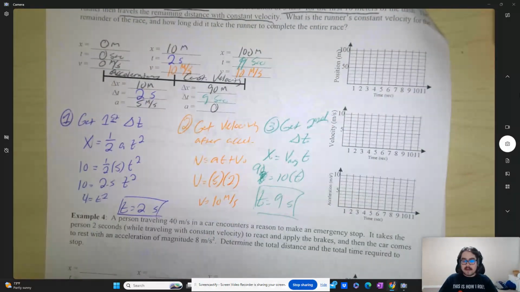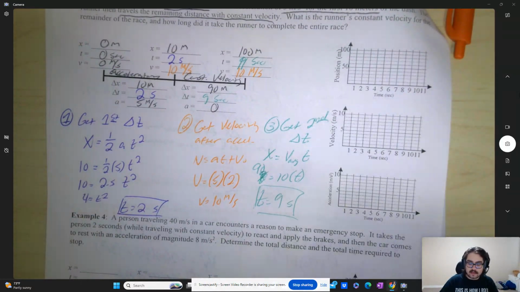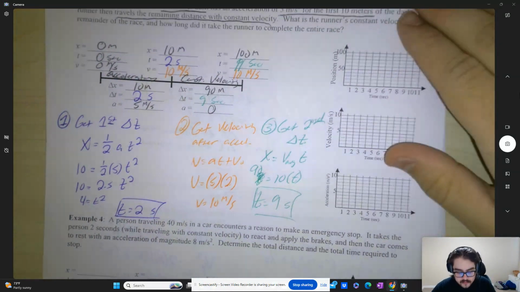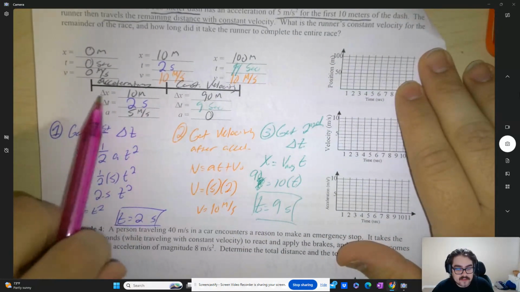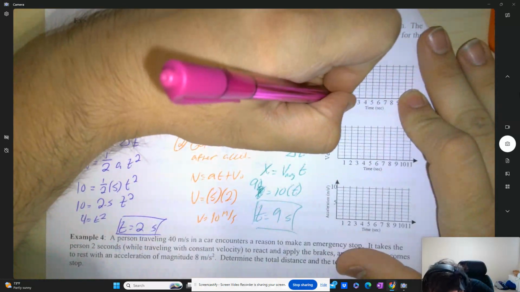Okay, so when you map this out, when you graph it out, here's what it should kind of look like. For the first segment, you have acceleration, which means that your position function actually needs to be concave up.